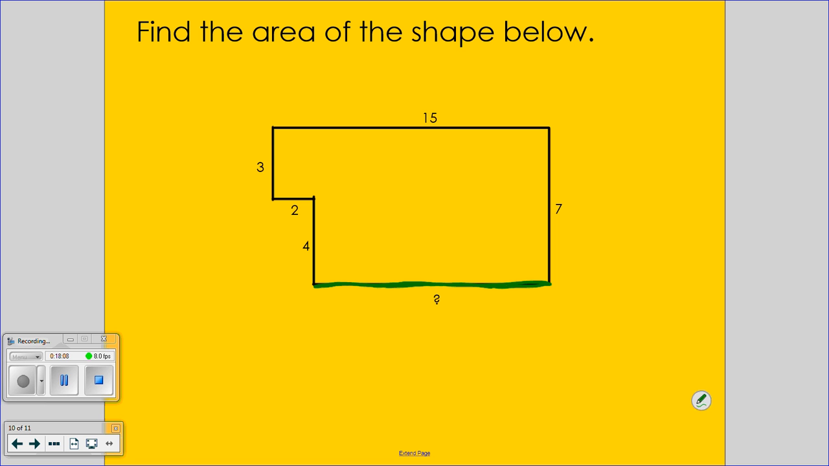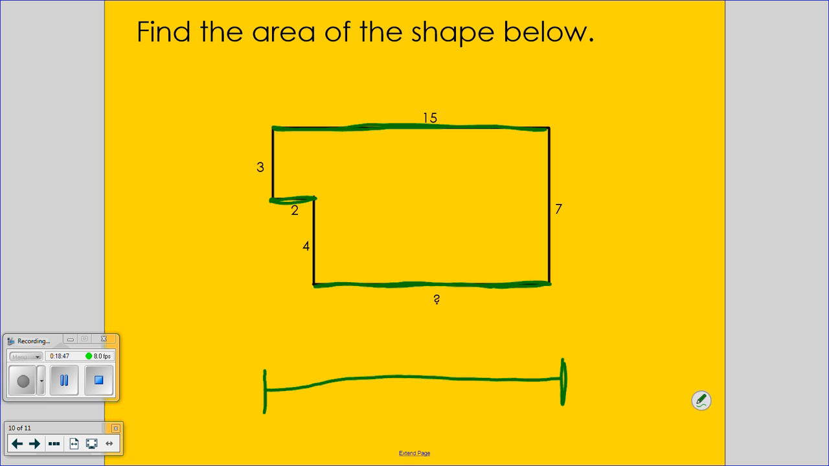From here, I need to figure out where are my parallel sides that I can use to help me figure that out. What would be one of my parallel sides? I should see a lot of hands because a lot of you look like you are done. Eva, what's one of my parallel sides? 15. Very good. I have another parallel side. What's my other parallel side? Dylan? 2. Very good. I'm going to pull my 15 all the way down here.